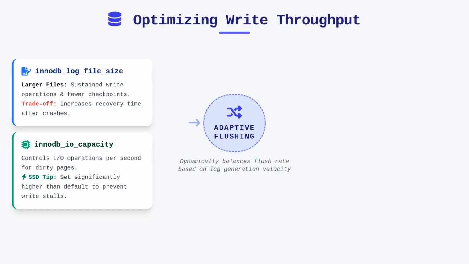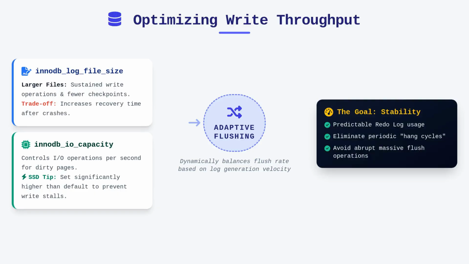The flushing behavior itself is governed by adaptive flushing, which dynamically adjusts the rate at which dirty pages are written based on the velocity of log generation. This keeps the redo log space usage predictable and prevents the server from experiencing periodic hang cycles caused by massive, abrupt flush operations.